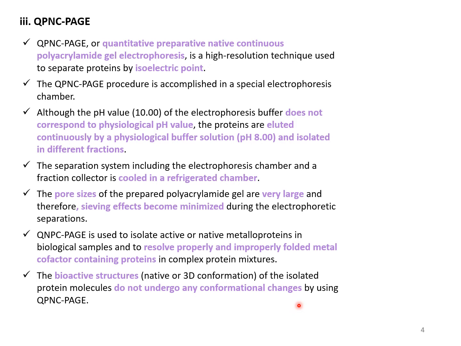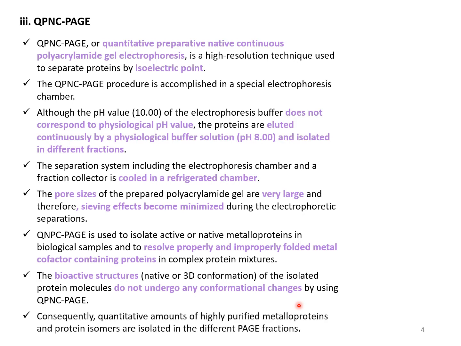And that is why you maintain a physiological pH in the elution buffer and a cold temperature of 4 degrees C to ensure that the activity of your protein and its native structure is retained. And consequently, quantitative amounts of highly purified metalloproteins and protein isomers are isolated in the different fractions. So hence it's a quantitative and preparative PAGE.